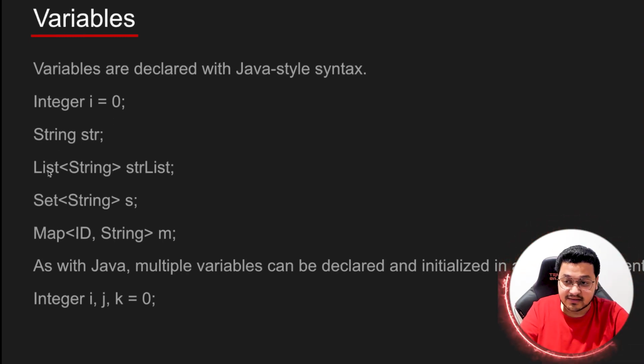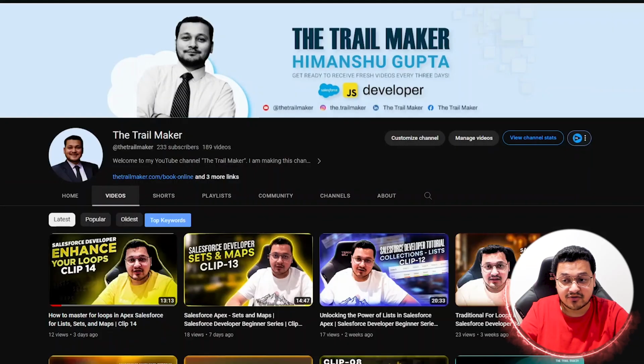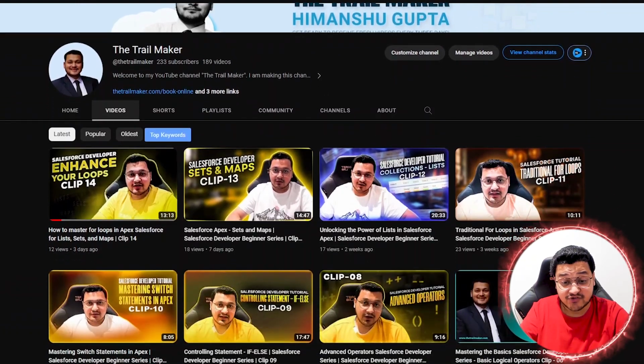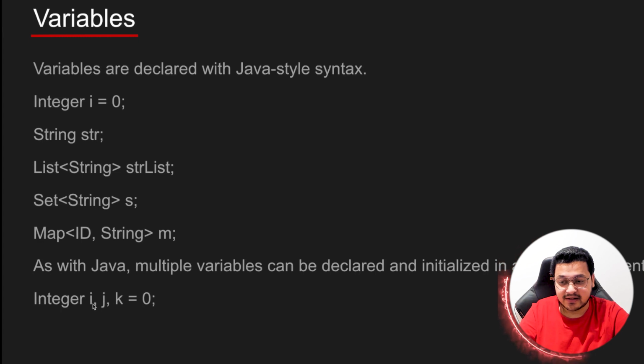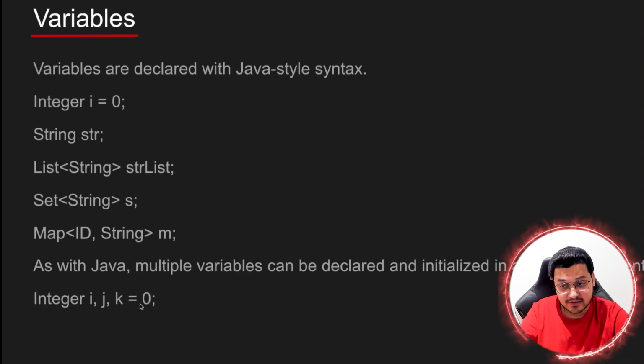String str, List<String> strList, Set, Map. We have created all of these variables in live code in previous videos. If you haven't checked the previous videos, please go and check them. If you want to declare multiple variables, you can do it like this: i, j, k. We have tried this as well. These are just simple ways of creating those variables.